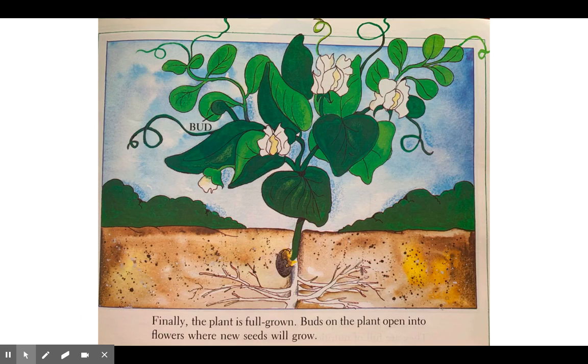Finally, the plant is full grown. Buds on the plant open into flowers where new seeds will grow. See those buds there? Right here, and then here we see the flowers are full grown, all from this tiny little seed.